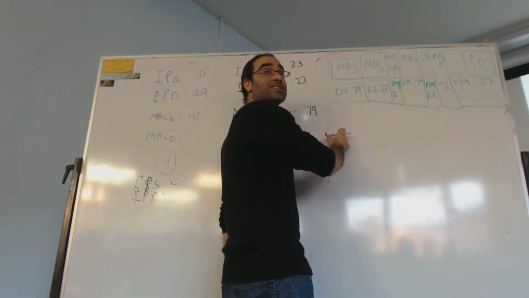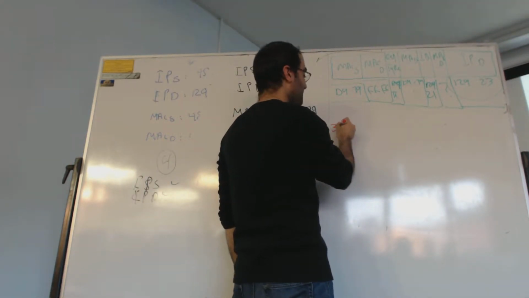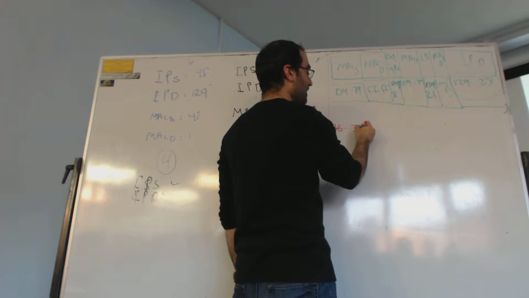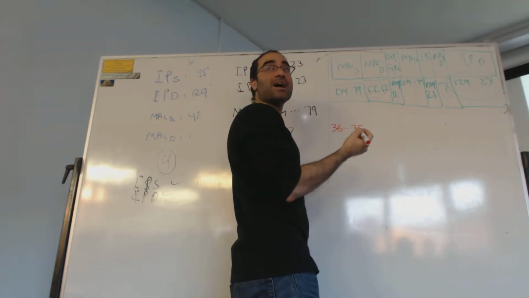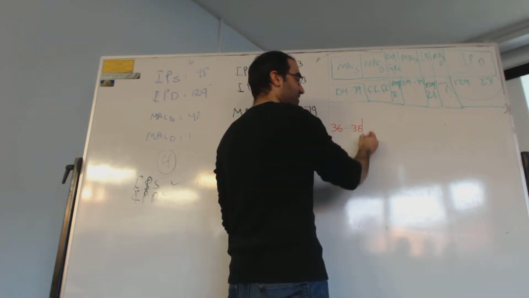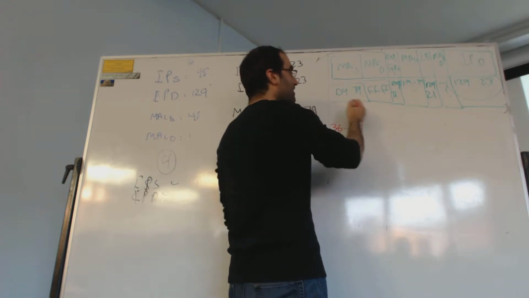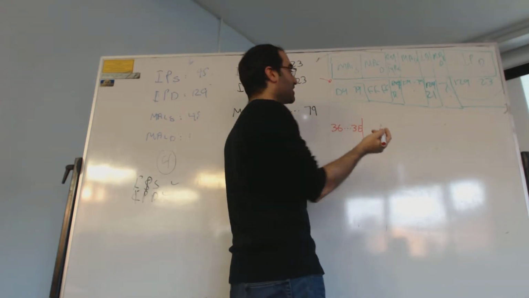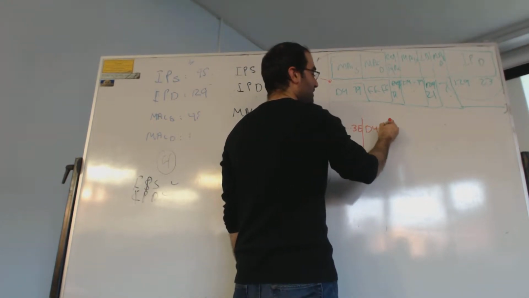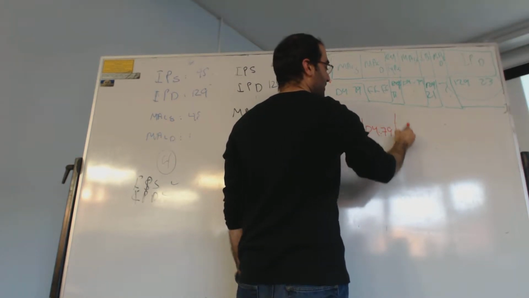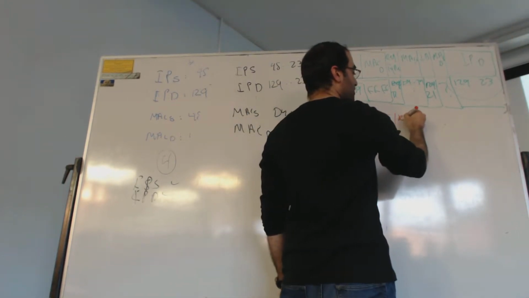MAC source. What is it? 36 ending with 3E. What's the MAC destination? You have it in the message itself, so he knows the MAC destination. So that's D479. He's replying to the message.